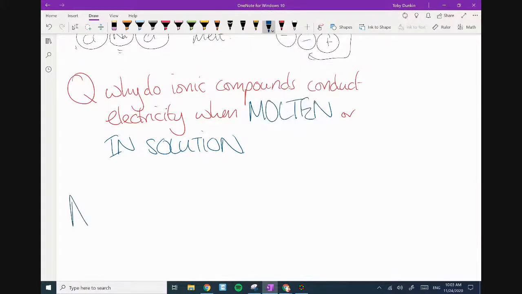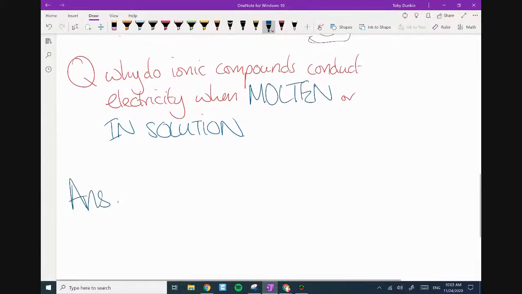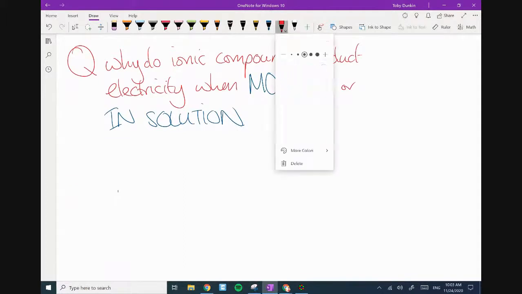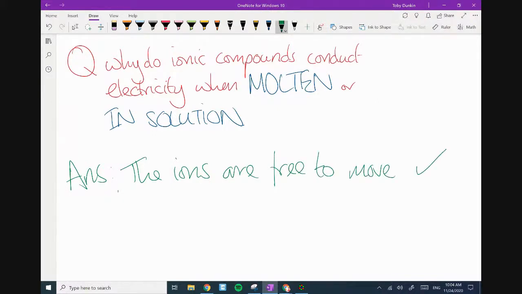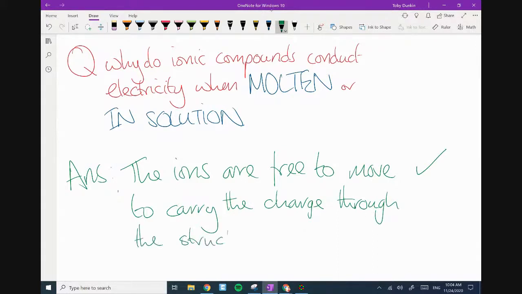So yeah, answer. I usually flip it the other way around, but my colors have ruined this for me. Let's go for green. Answer. The ions are free to move. 1 mark. To carry the charge through the structure. 2nd mark.